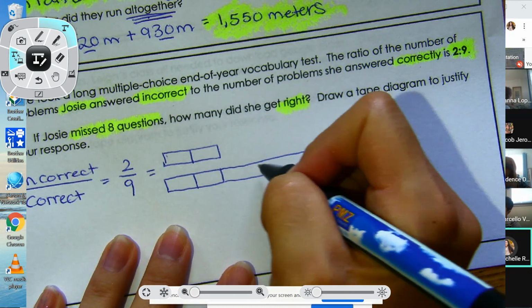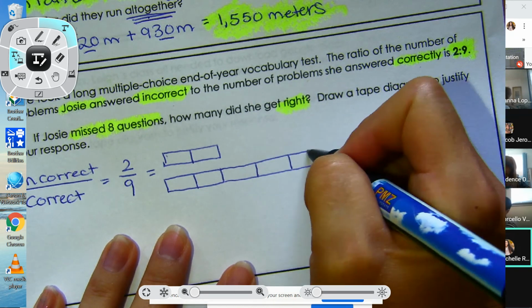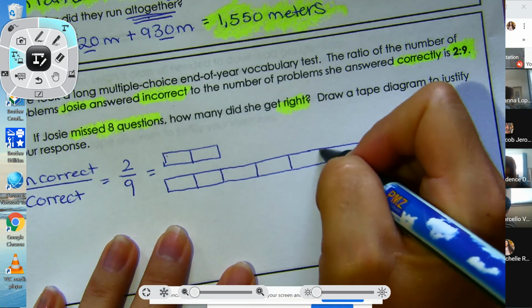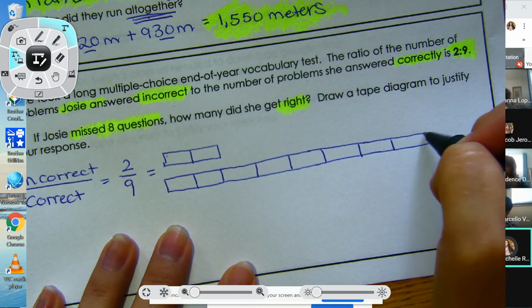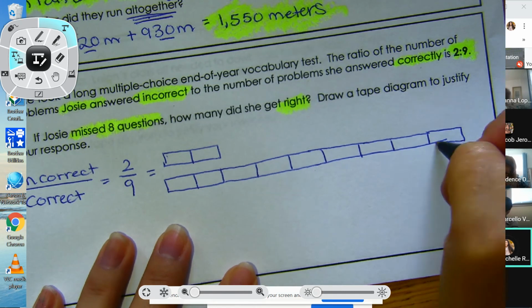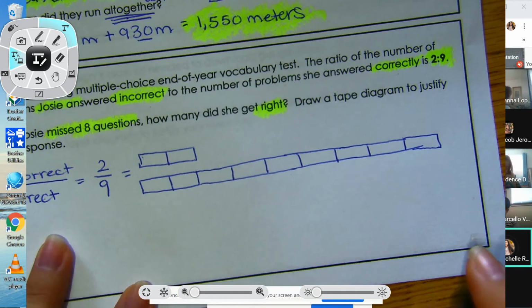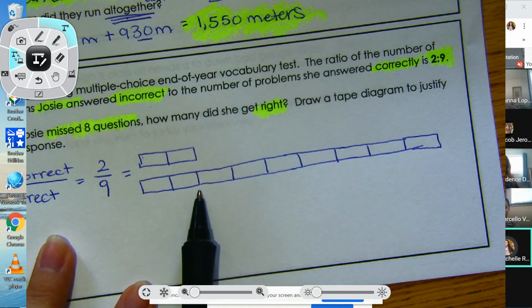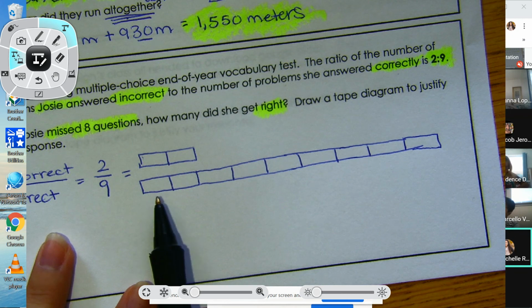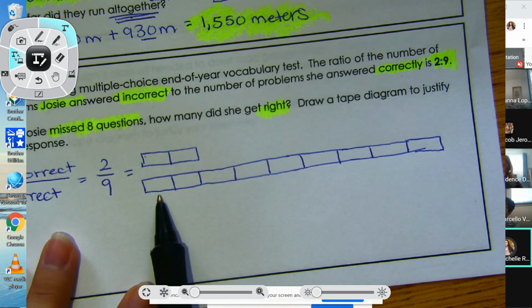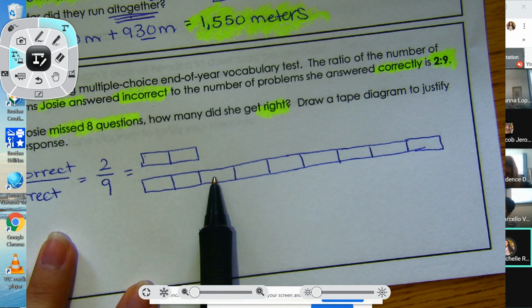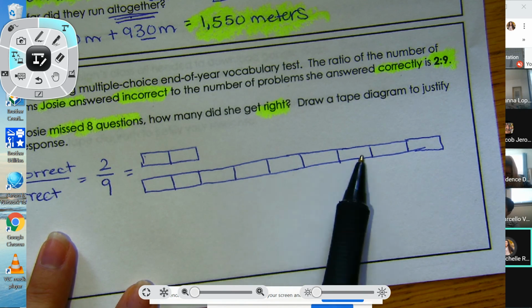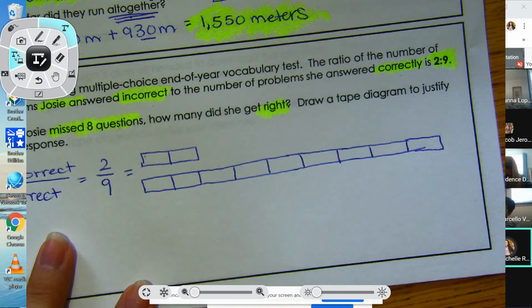So I have 2 there, 3, 4, 5, 6, 7, 8, and 9. So there's my 9. They're not perfect, but it's pretty good. I mean, they're just about the same size as each other. Another good tip is to count and make sure that you put the correct amount. So I'm going to do that. 1, 2, 3, 4, 5, 6, 7, 8, 9. So I have 9 there.